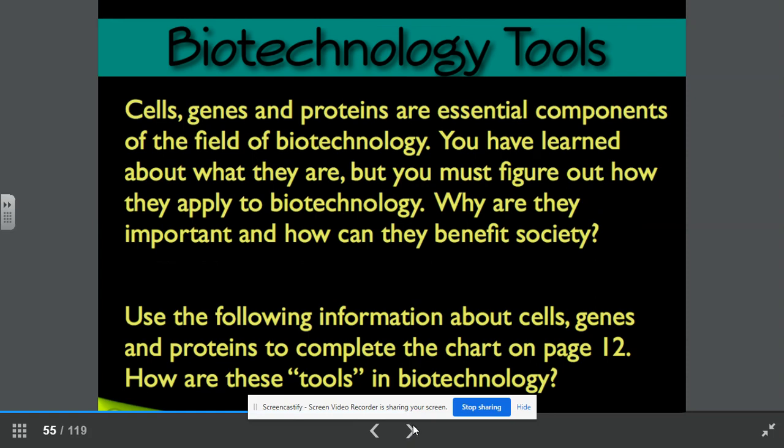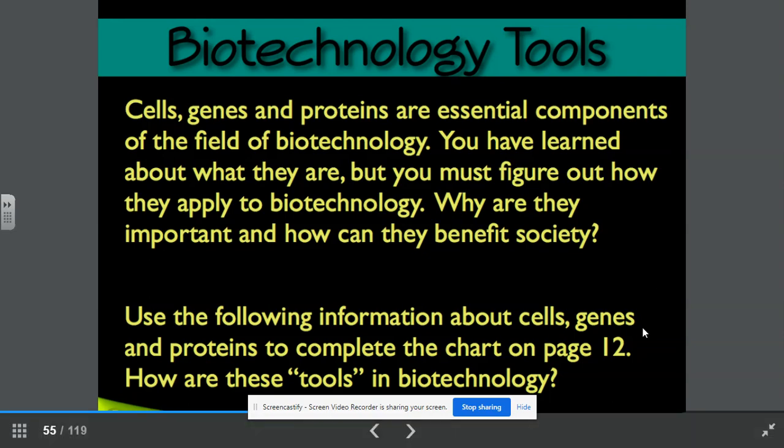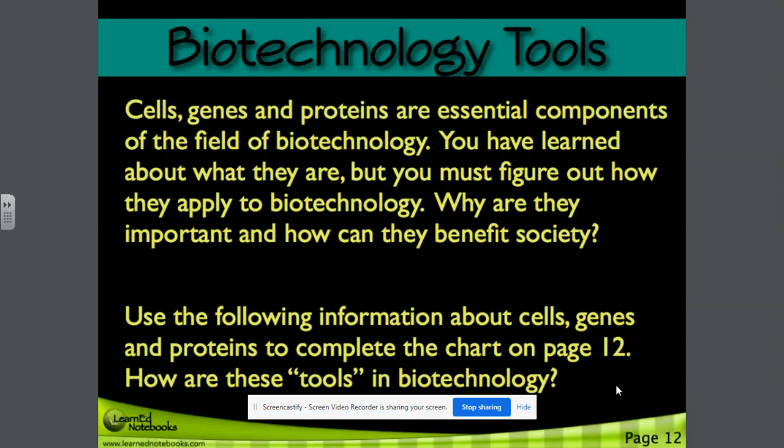Now let's look at biotechnology tools on page 12. We have cells, genes, and proteins. What are they? How are they used? How do they benefit society? Well, cells, genes, and proteins are essential components of the field of biotechnology. You have learned about what they are, but you must figure out how they apply to biotechnology. Why are they important and how can they benefit society? Use the following information on the following pages to complete the chart on page 12. How are these tools in biotechnology?